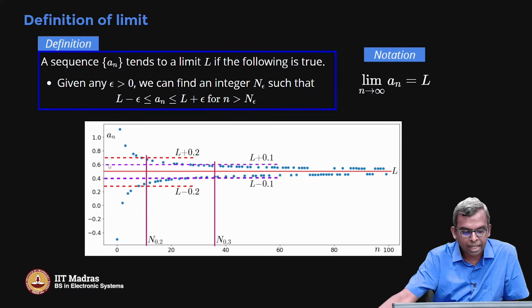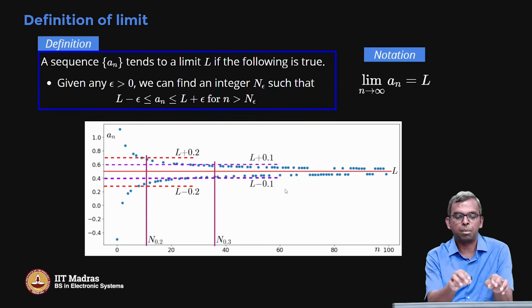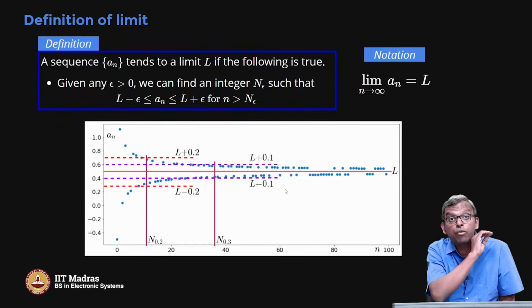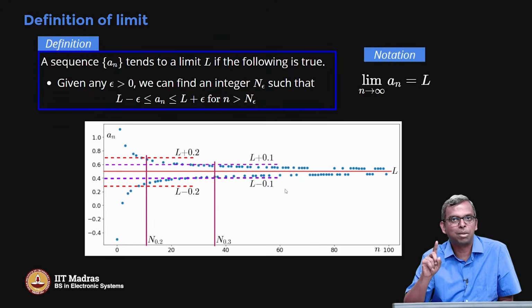You may pick another epsilon, like for instance, I might pick an epsilon of 0.1. So, if you draw that line L plus 0.1 on top, L minus 0.1 below, you see that somewhere here, it could be here, it could be a little bit further away, it does not matter, there is this capital N 0.1, which is some integer. To the right of that integer, all my values in the sequence are within L plus 0.1 and L minus 0.1, okay. So, this is the meaning of the definition, and this should happen for every epsilon. Keep that in mind, that is very important.